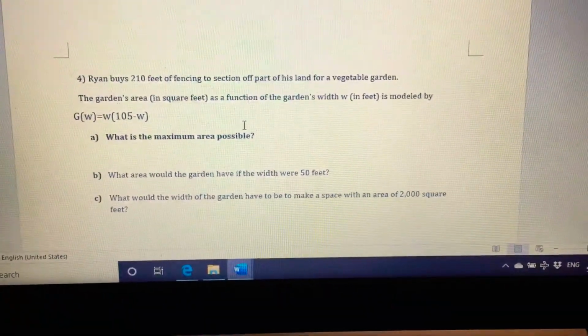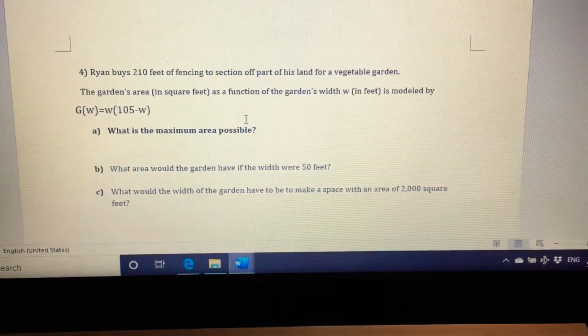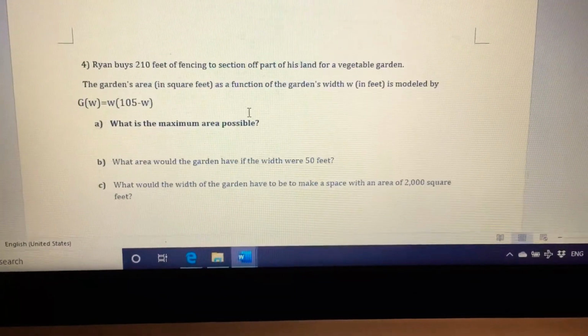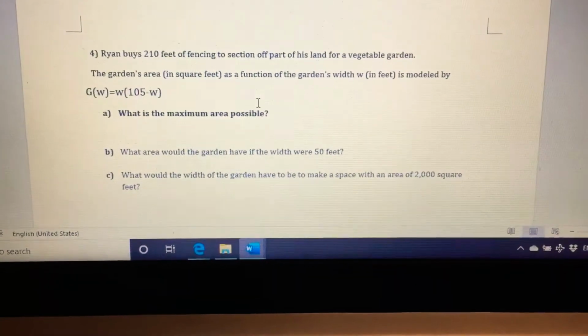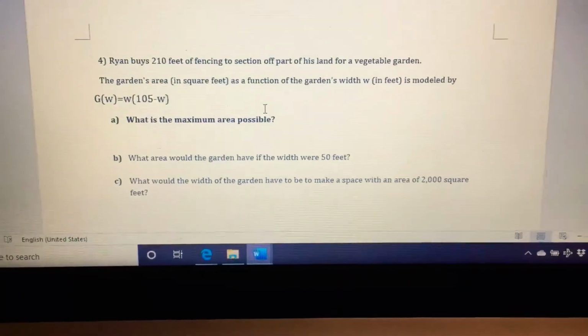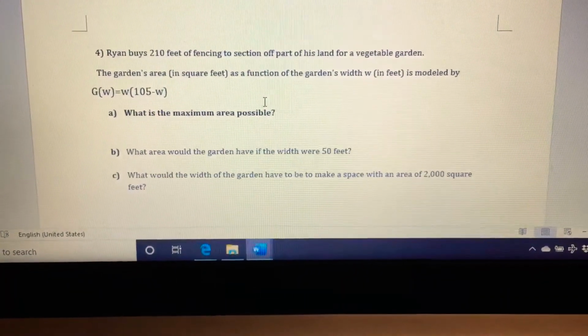So we're going to take a look at how to solve quadratic word problems when the equation is given to you in factored form. The question is that Ryan buys 210 feet of fencing to section off part of his land for a vegetable garden.